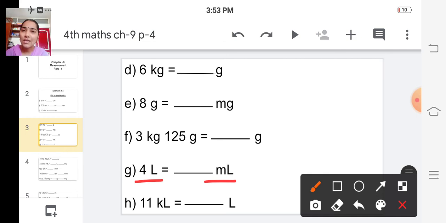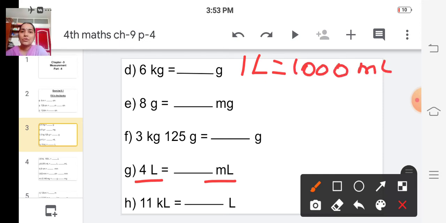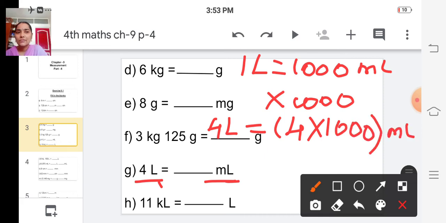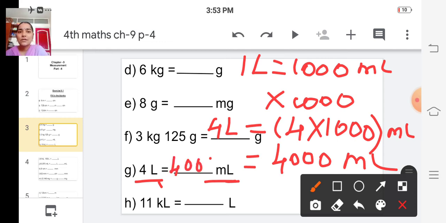There are 1000 milliliter, right? So 1 liter is equal to 1000 milliliter. So to convert liter into milliliter, we have to multiply by 1000. Okay, so 4 liter is equal to 4 into 1000 milliliter, which is equal to 4000 milliliter. Okay, so 4 liter is equal to 4000 milliliter.